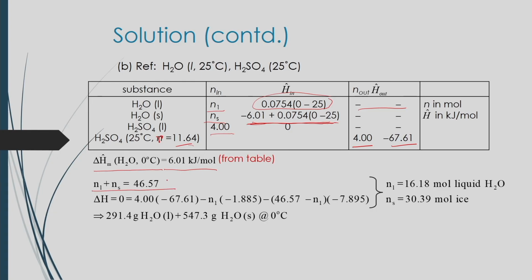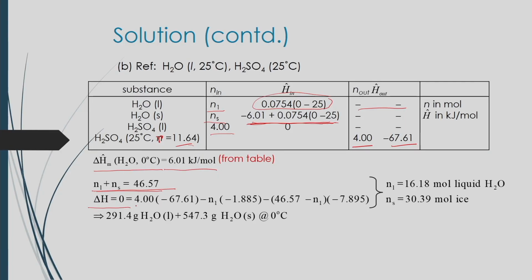You can have this balance equation for the liquid and solid in inlet and outlet conditions. So, finally, you can get N1 plus NL plus NS equal to 46.57. As per the enthalpy balance, the heat of solution will be equal to 0 there. So, accordingly, if you calculate the enthalpy change from the inlet and outlet streams, then after solving this equation, N1 will be equal to 16.18 moles of liquid water, and NS, the solid ice, will be 30.39 moles of ice.